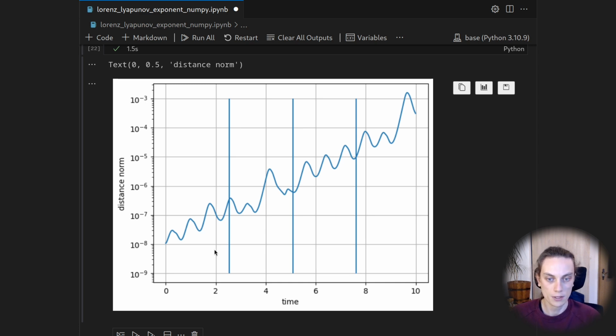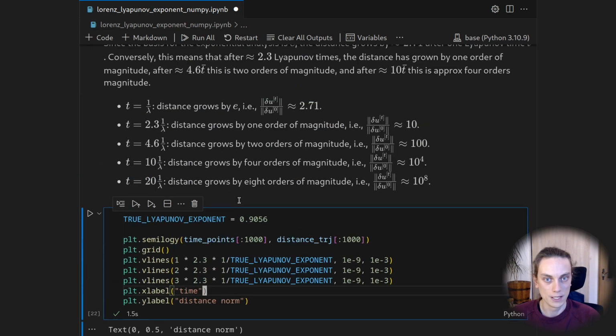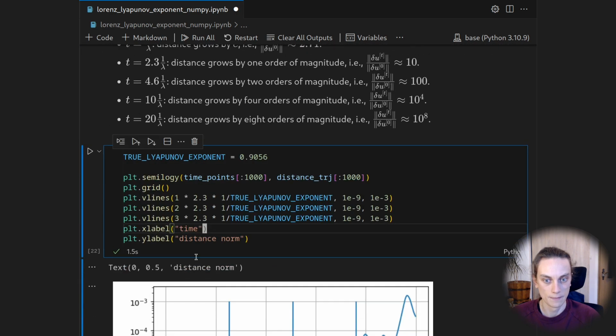And now importantly, if you look here, in the beginning we start our distance at roughly 10 to the minus 8, and then after 2.3 Lyapunov times, this has grown by approximately an order of magnitude. So if you, let's say, remove the oscillations here, and if we then go further, it has grown by another order of magnitude, approximately, and another one, and so on and so forth. I guess it also helps if we draw in this fitted line.